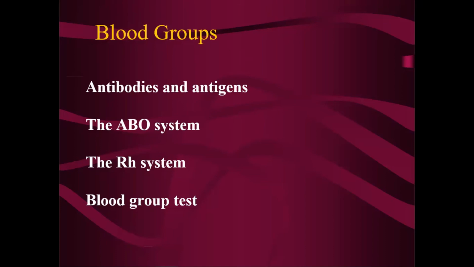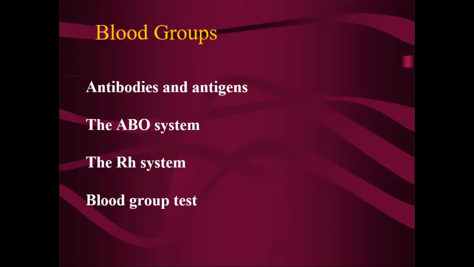What is the ABO blood group system? We have already discussed that there are four main types of blood groups. Blood group A has A antigen on the red blood cell and anti-B antibodies in the plasma. That is, the blood group A contains A antigen and B antibody. While blood group B is the opposite: it contains B antigen, and A antibody will be present in the plasma.